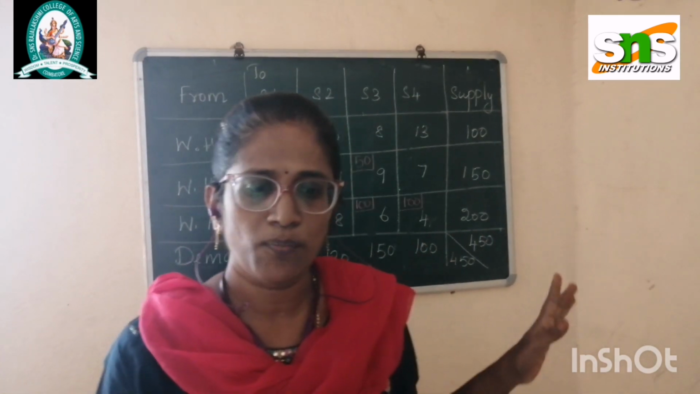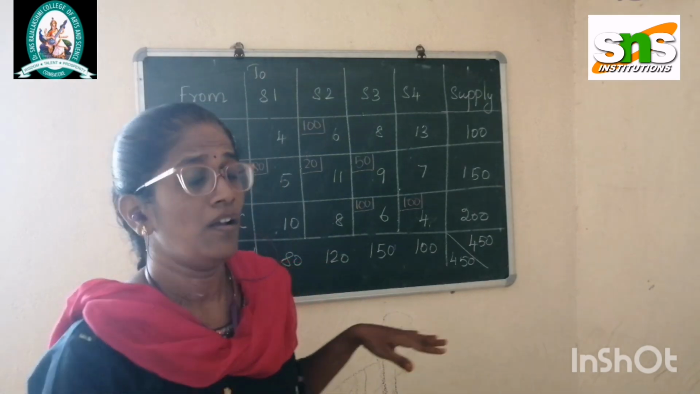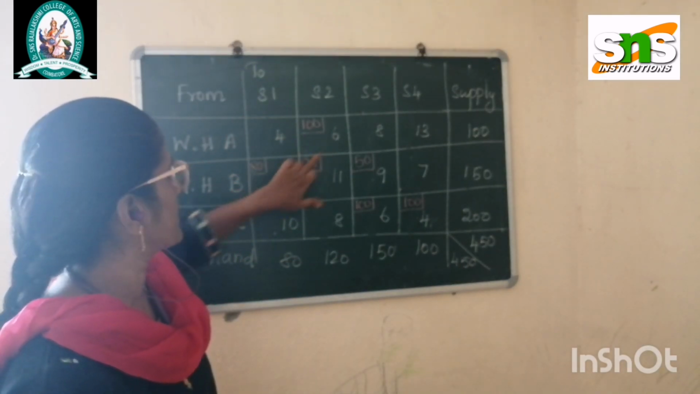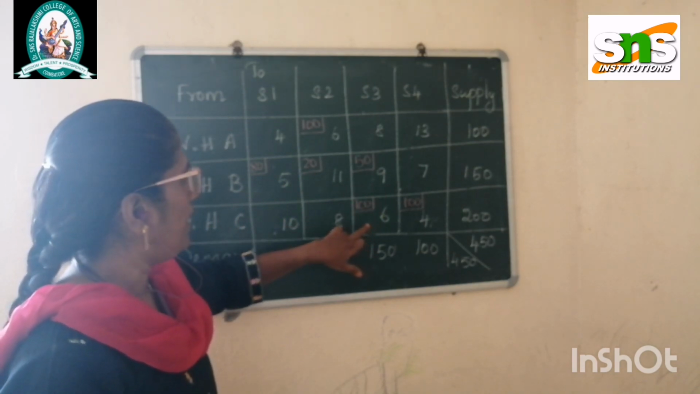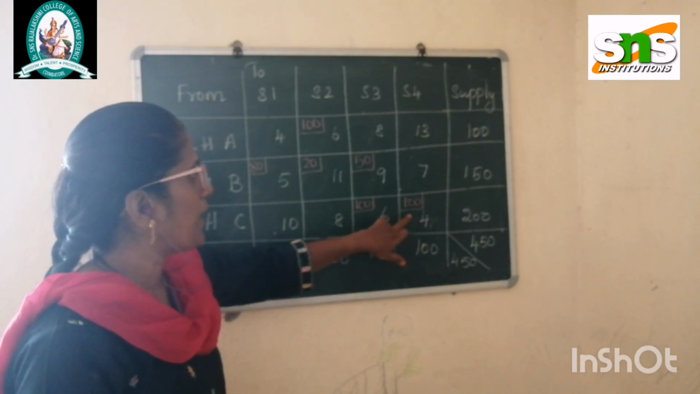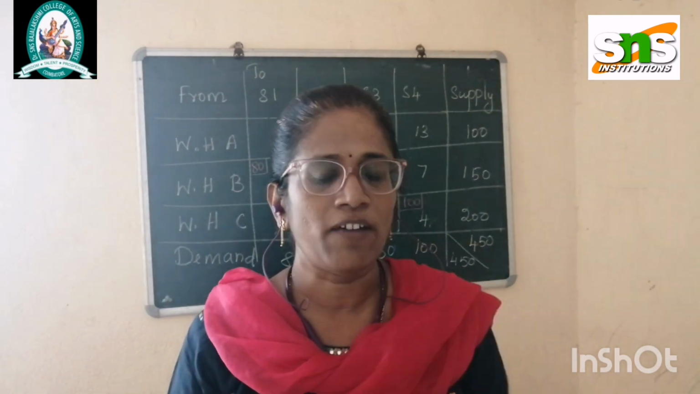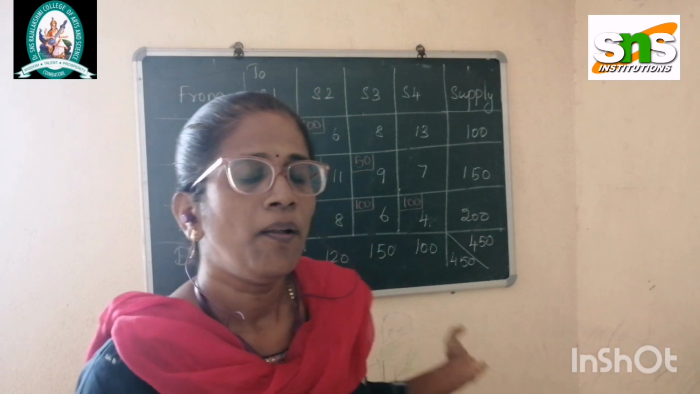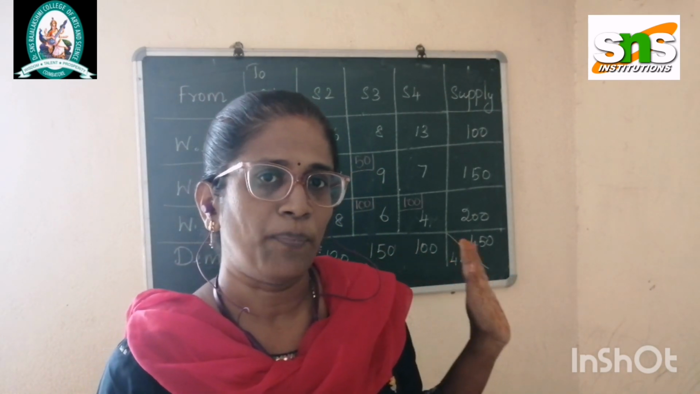The initial basic feasible solution using Vogel's approximation method gives a total transportation cost. How to calculate the total transportation cost? 100 into 6 plus 80 into 5, 20 into 11, 50 into 9, 100 into 6 plus 100 into 4. We sum all these values, we get the value $2,670. This is the optimum transportation cost for that company.